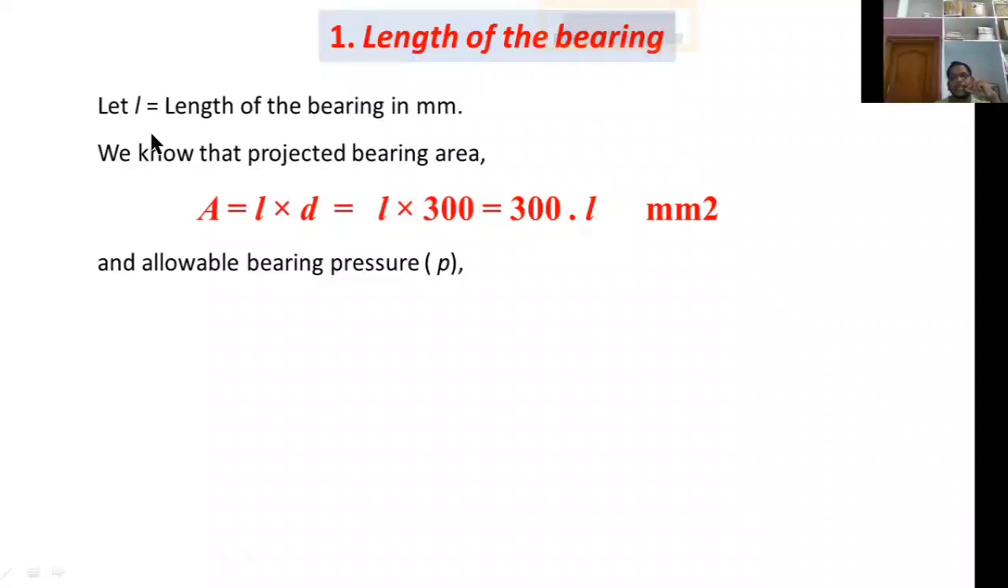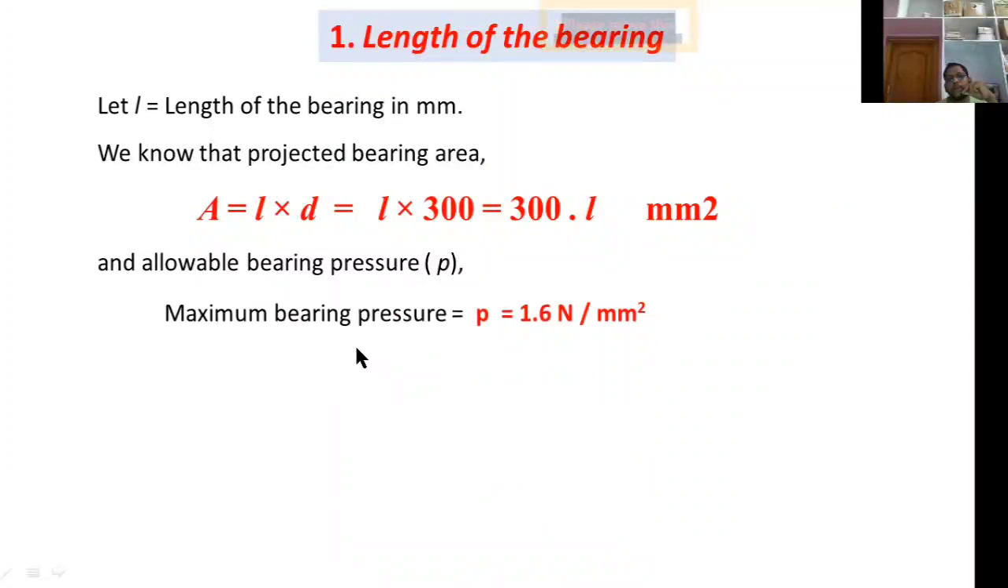Here let L equal the length of the bearing in mm. We know that the projected area equals the length of the bearing into the diameter of the shaft. By using this relation you have to find the value of length. Here L is not given, so we have to find that value, and the diameter of the shaft is given, D equal to 300 mm. So substituting this value, you get area equal to 300 into L, in mm square.